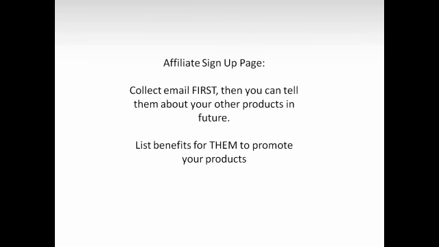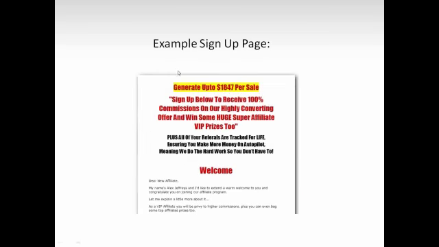So on that JV sign-up page, you really want to list the benefits for them to promote your product. Here's an example sign-up page, right? At the top it says, generate up to $1,847 per sale. And it says, sign up below to receive 100% commissions on our highly converting offer and win some huge super affiliate VIP prizes too. Plus all the referrals you attract for life insurance, you make more money on autopilot, meaning you do all the hard work so you don't have to. Right?